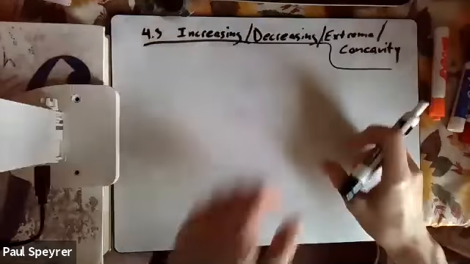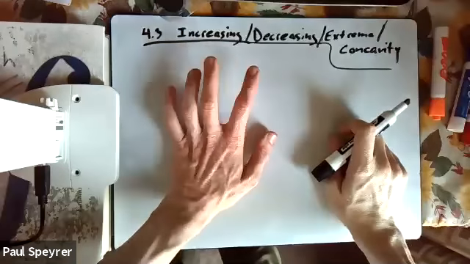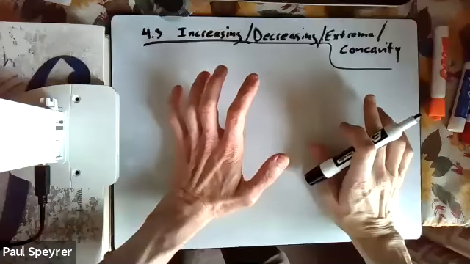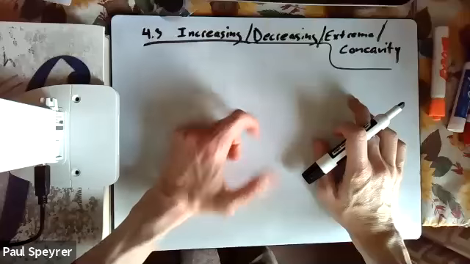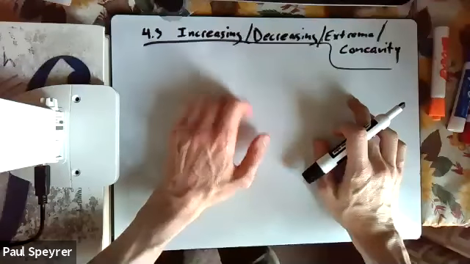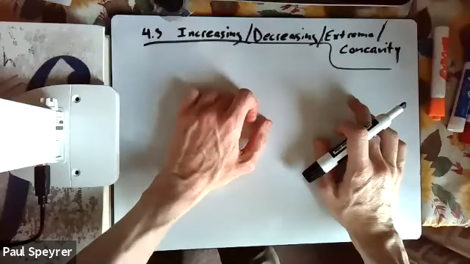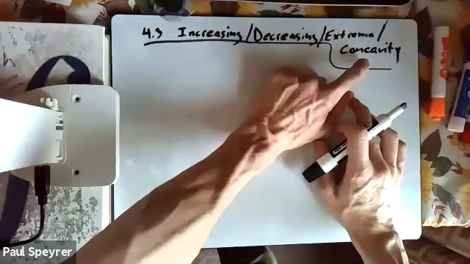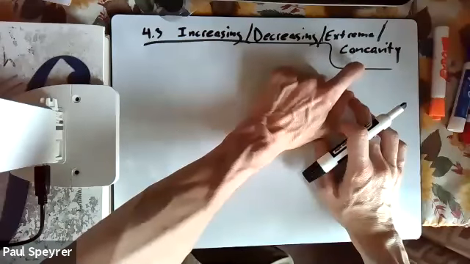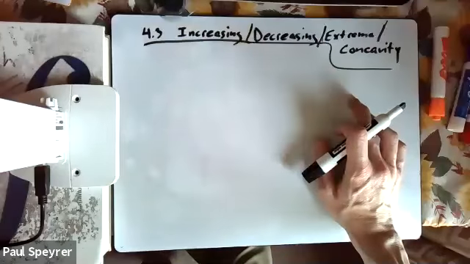All right, so this section is 4.3. I'm going to break it up into two parts again because it does cover a lot. Basically, what it talks about is intervals on which a function is increasing, decreasing, extrema, concavity, something else called inflection points, and we're going to get to all that.